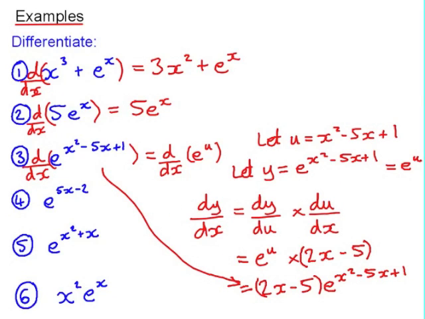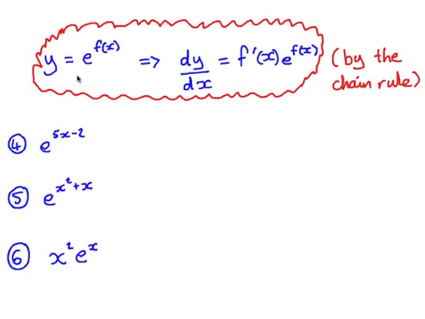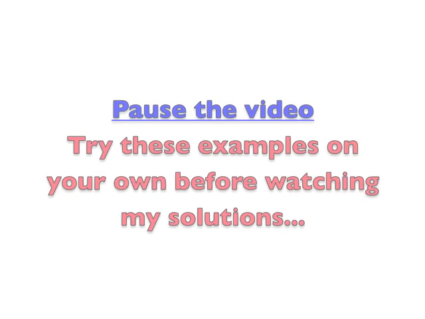And this is a general rule. So in general, if we have a function which is in the form y equals e to the power of some function of x, then the derivative of y with respect to x is the derivative of that function of x multiplied by the original e to the power of f of x. And we can now use this rule in subsequent similar examples. So try them on your own first, and then have a look at my solutions.